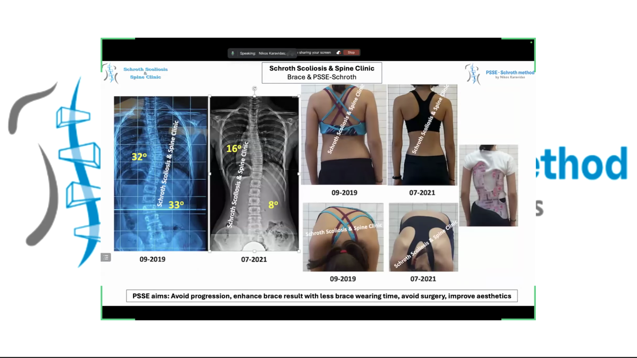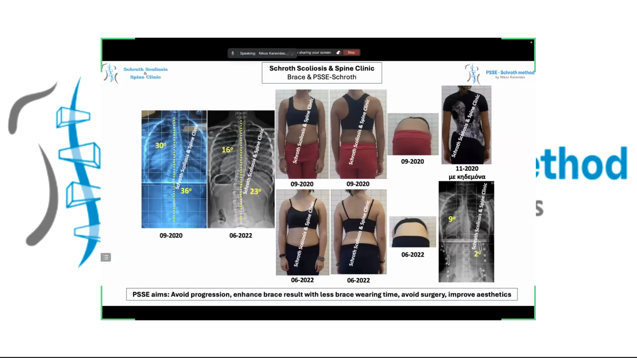But when we have scoliosis above 25 degrees during growth, of course, it is not only for doing exercise. We have brace and exercises together, and you can see here some of the examples where we got a very nice treatment result. Like in this case, from 32 and 33 degrees, we went down to 16 and 8 degrees. From 30 to 16 and 36 to 23, look at also the clinical improvement on these patients.